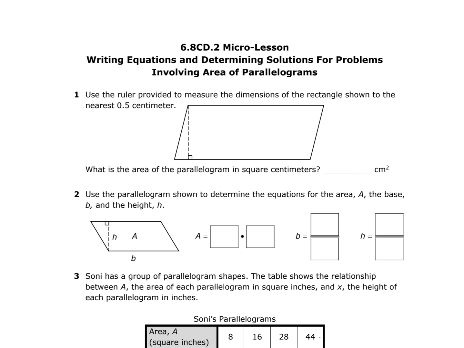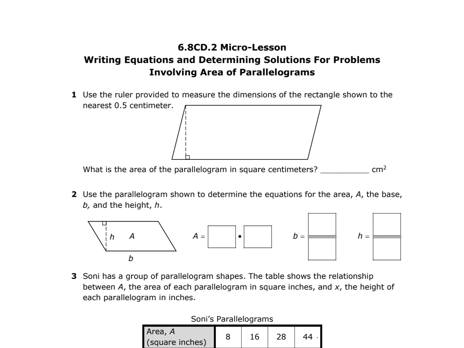All right, so the first thing I want to do is label this base and height. Your height is always going to be perpendicular to the base, and it's going to create that right angle right there. So here's my height and this is my base. You could also cut it apart and draw a line right here, and it would be the same height. So it doesn't really matter. Your height is perpendicular with the right angle and your base.